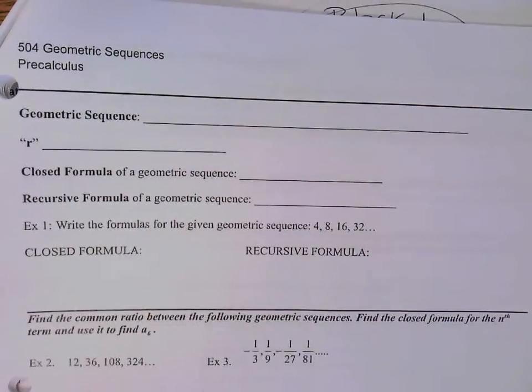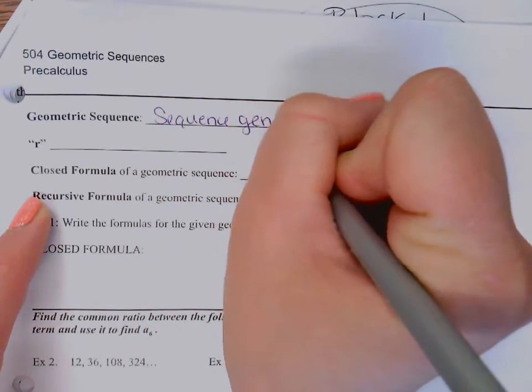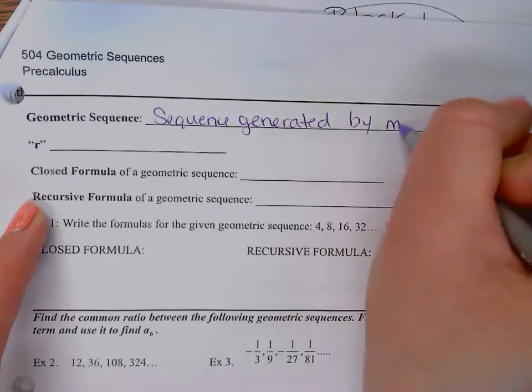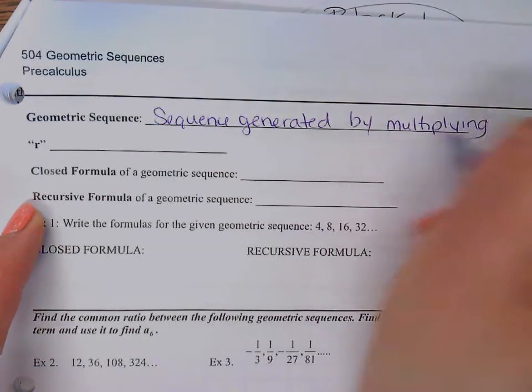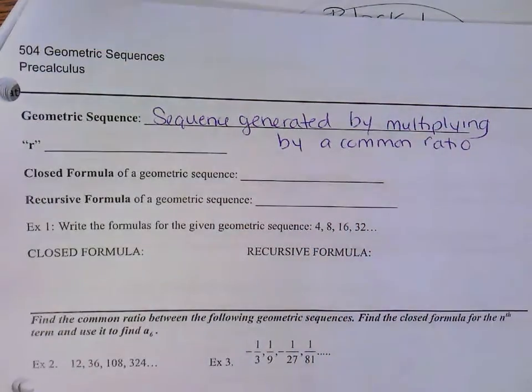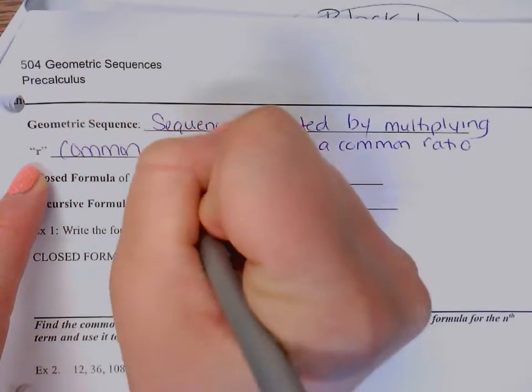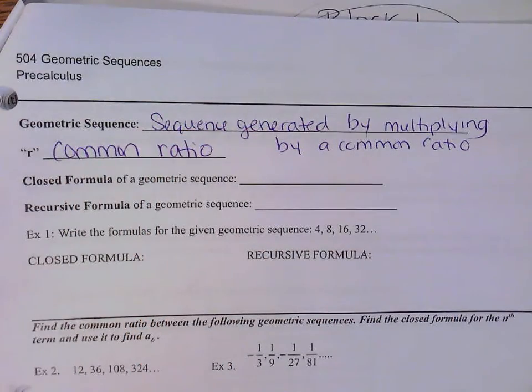All right, so a geometric sequence is a sequence generated by multiplying by a common ratio. So you're multiplying this time. Instead of adding or subtracting, you're multiplying. Multiplying is also dividing. If you multiply by a fraction, it's like dividing by 2, multiplying by a half. So it's multiplying or dividing by a common ratio. R is that common ratio. So if they ask you on the homework or a quiz, find R, you're looking for the common ratio.